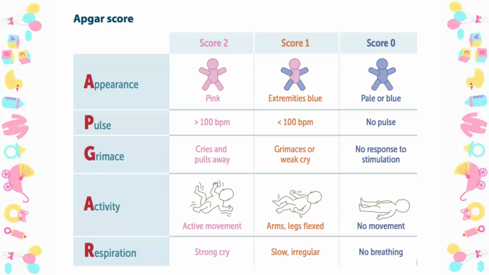Then activity, as in moving hands and legs very actively, throwing them out, that will be given 2. If arms and legs are not moving that much, it will be scored 1. No movement will be 0. Respiration is judged by crying, how loud a child is crying. That's why crying is very important after the birth. If the crying is very loud, it will be given 2. A regular, slow kind of cry will be 1. And no crying, no breathing will be 0.